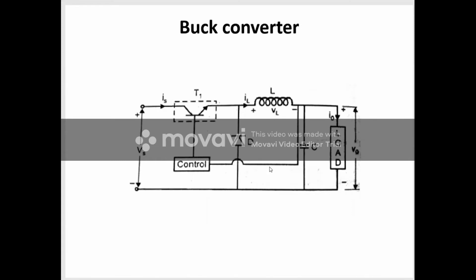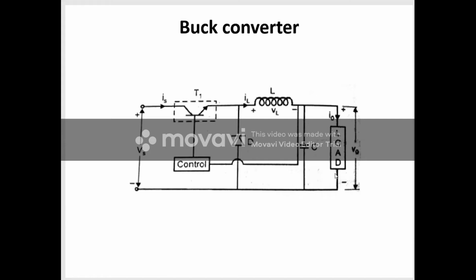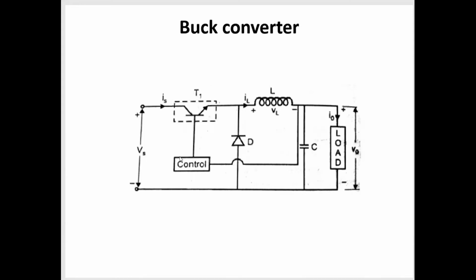Before that, first we have to see the working principle. In order to explain the working principle of this buck converter, we are going to use two modes, mode 1 and mode 2. Mode 1 means the transistor is in on position, and we see the working principle of the circuit. Mode 2 is when the transistor is in off condition, and we see the working principle. We prove it in the same way for all three circuits.